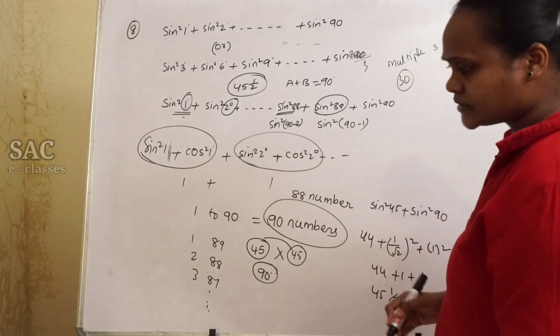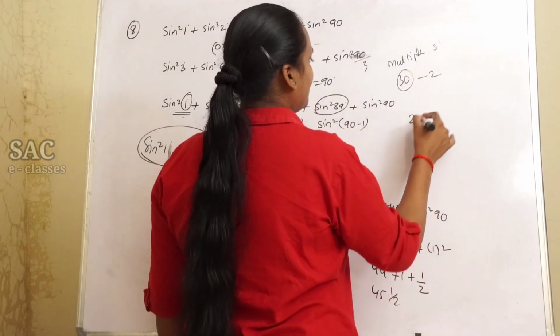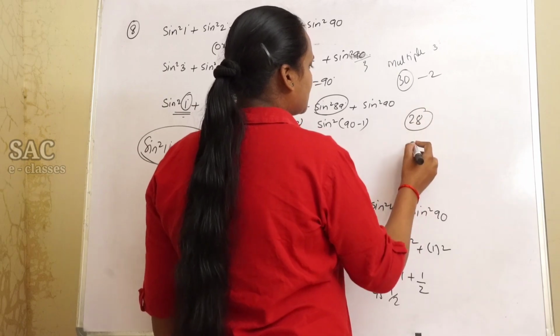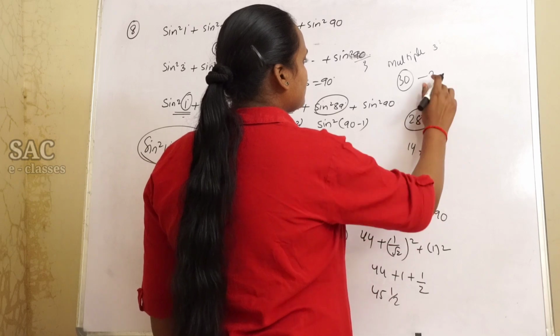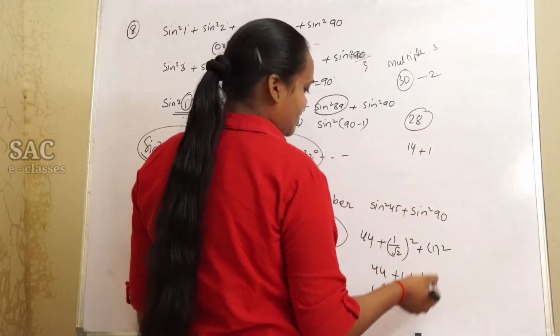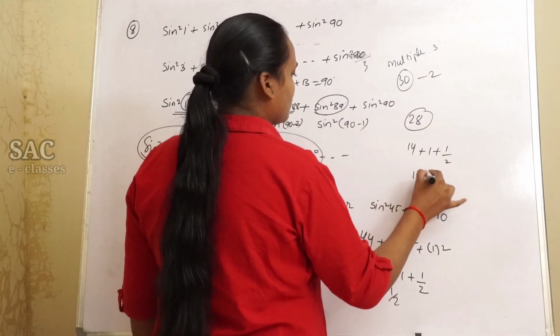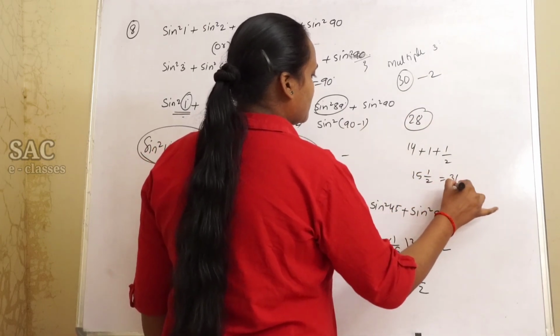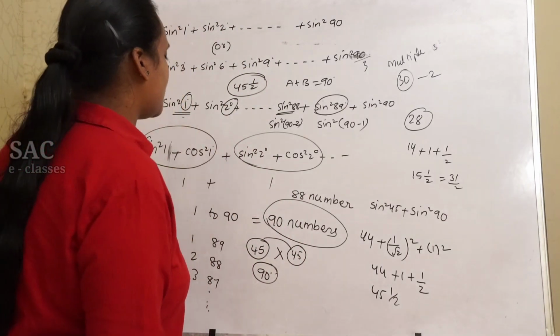How many numbers? 30. Among 30 I told you to remove 2, so 28 numbers will give 14 pairs. 14 plus sine square 90 value 1, sine square 45 value is 1 by 2. Then 15 1 by 2, that is 31 by 2 is the answer. Without doing this lengthy procedure you can solve it.